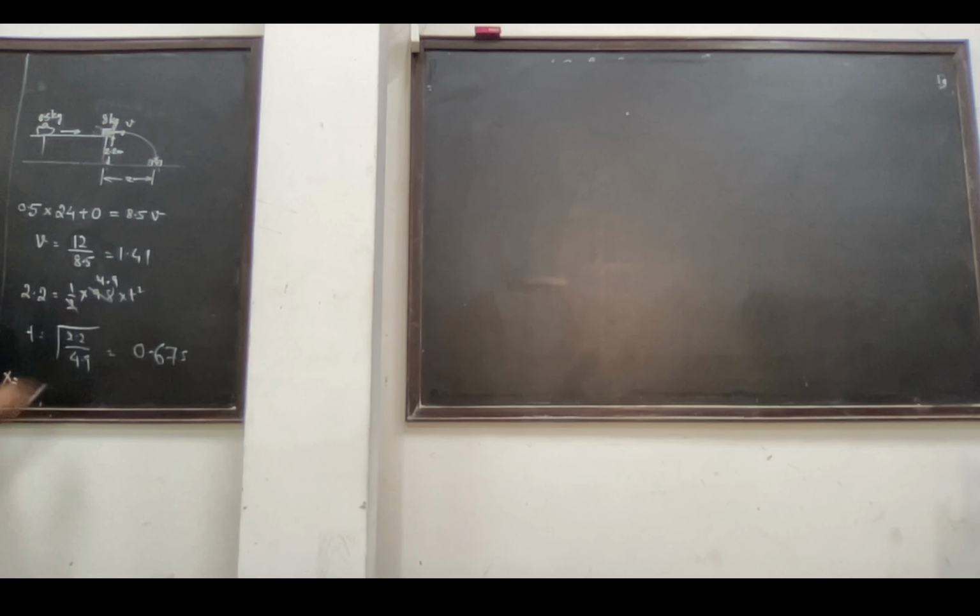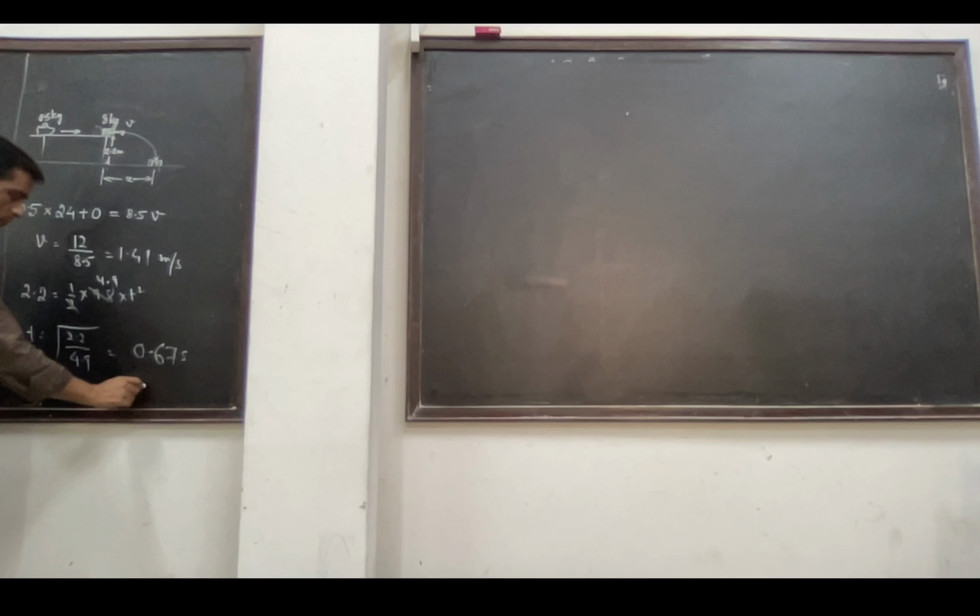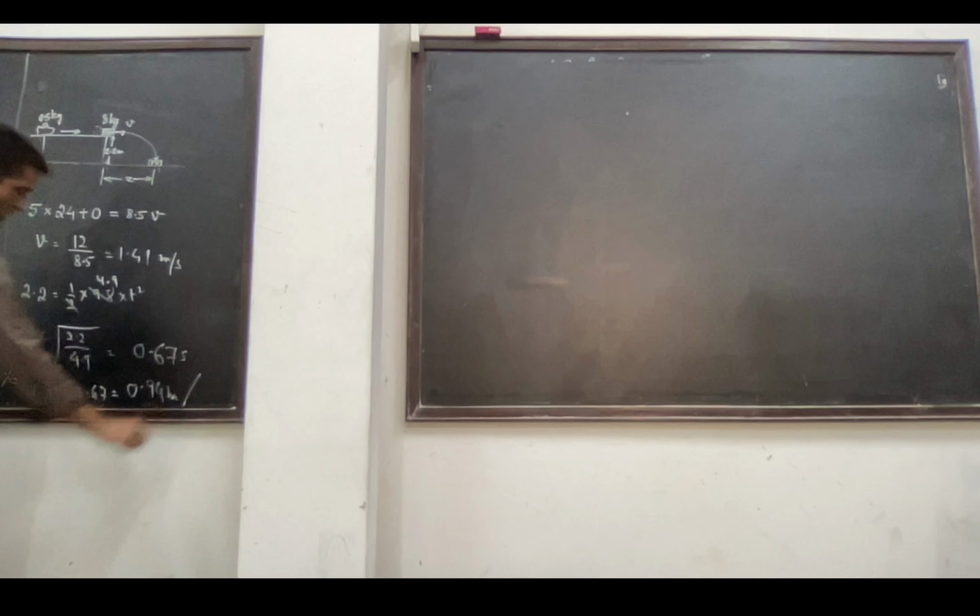So x is equal to velocity v, which is 1.41 into 0.67. Answer? 0.94. Nearly 1 meter. It will travel a distance of nearly 1 meter. So that's great. It involved two concepts together.